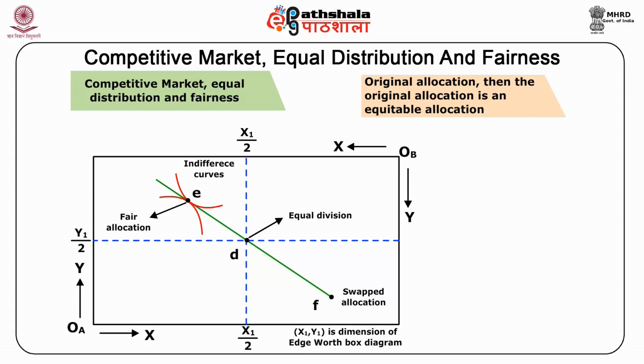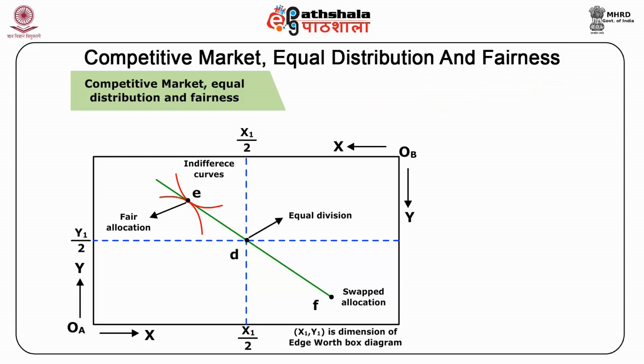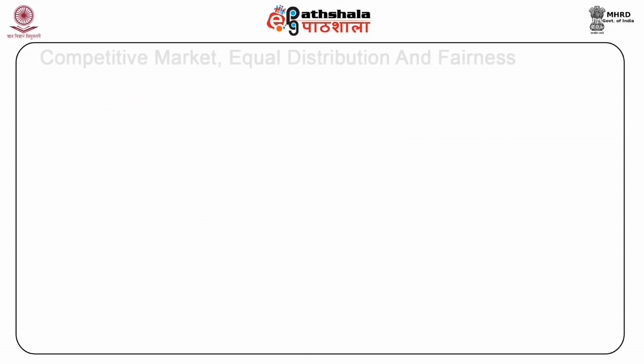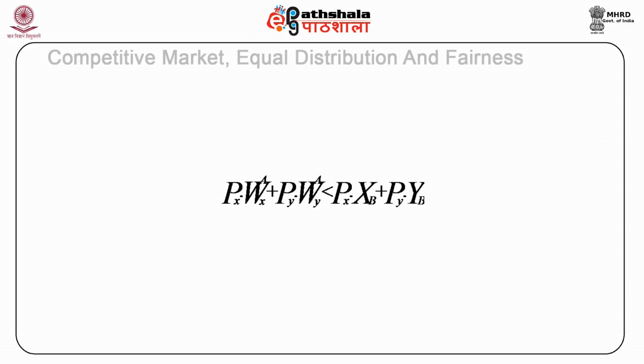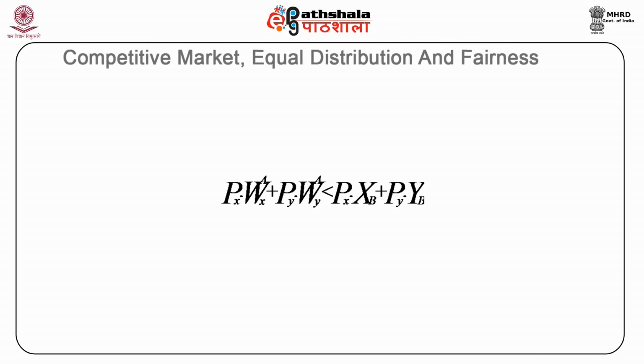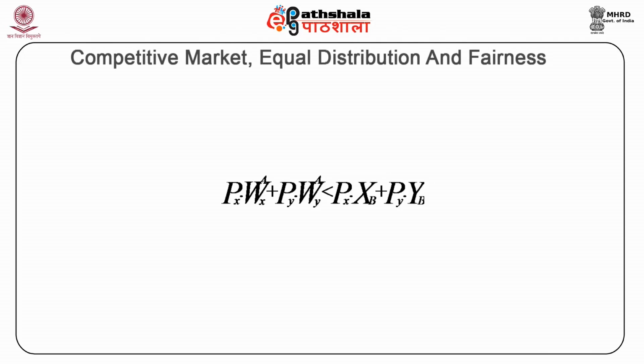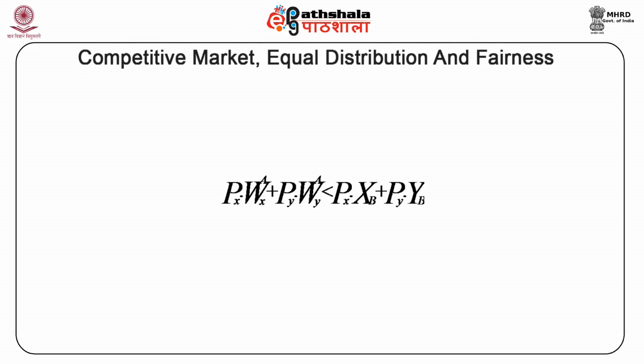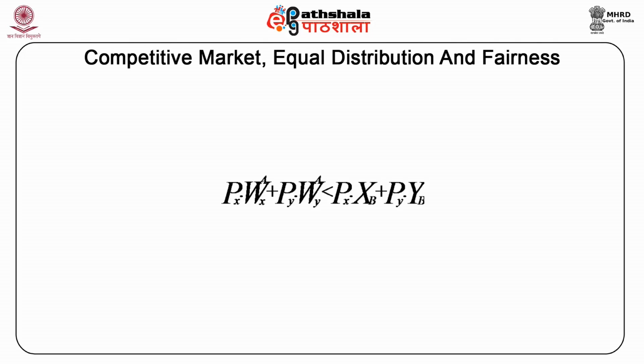is an equitable allocation. To prove that the new allocation is also equitable, we use in symbols: Px times Wx^A plus Py times Wy^A is less than Px times Xb plus Py times Yb. This is equation 1, where (xa, ya) is less than (xb, yb).